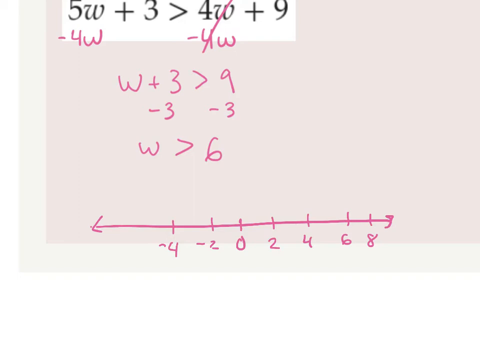So are we going to put a closed circle here or an open circle? Open circle. So we put an open circle on 6. Are we going to go to the left or to the right? Right. So we're talking about all the numbers greater than 6. So that would be 7, 8, 9, 10. So we're going to the right. So we would just highlight everything to the right.